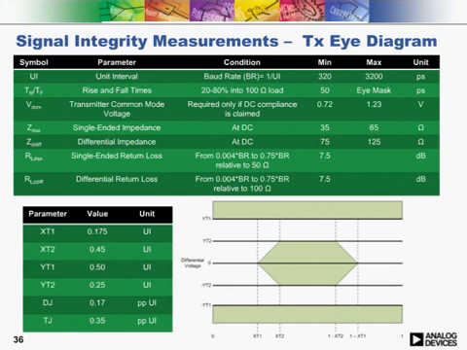I would encourage you to download the slides when they are made available to study this, and also would encourage you to take a look at the specifications for the higher data rates available in the 204B standard.